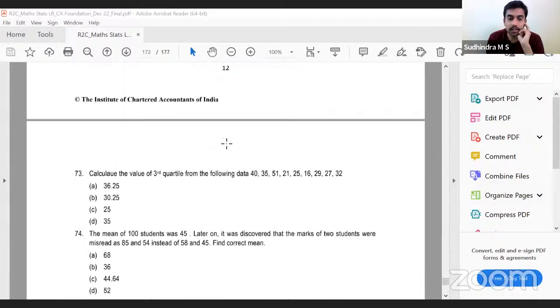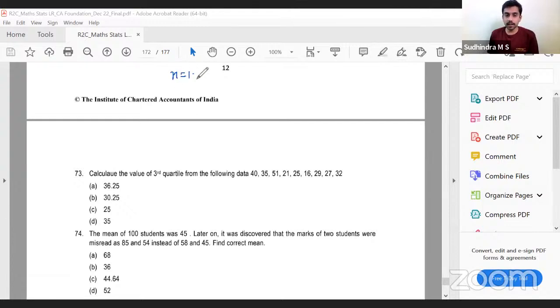Next one. The mean of 100 students was 45. Later on, it was discovered that the marks of 2 students were misread as 85 and 54 instead of 58 and 45. Find the correct mean. C, 44.64. Correct.